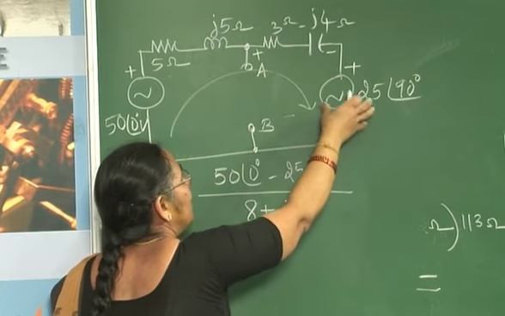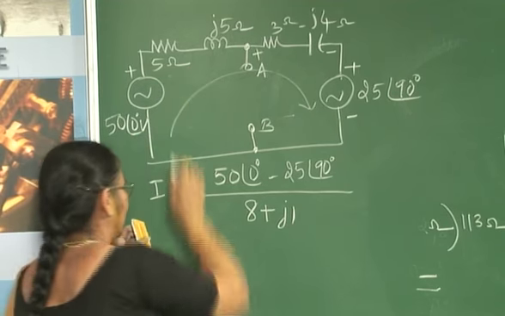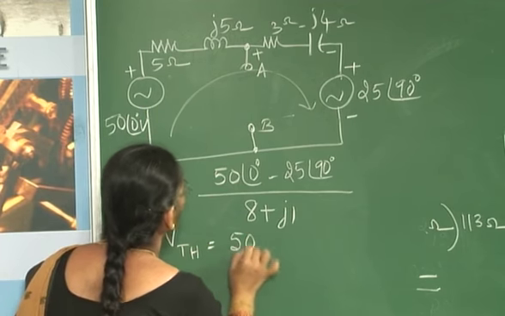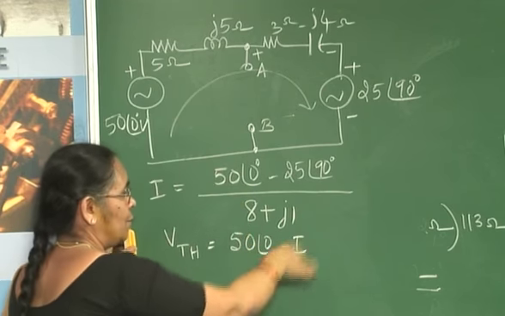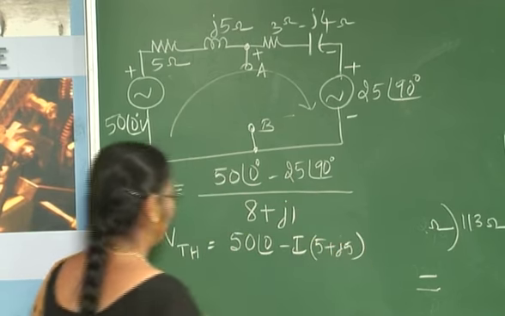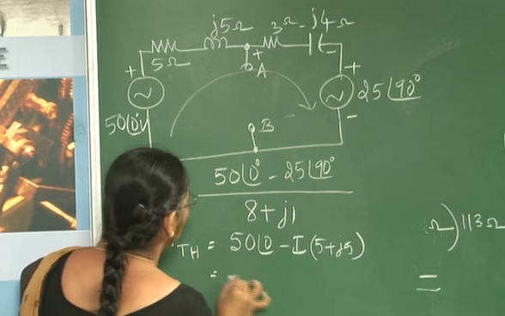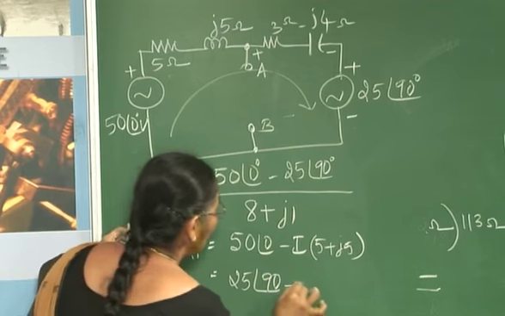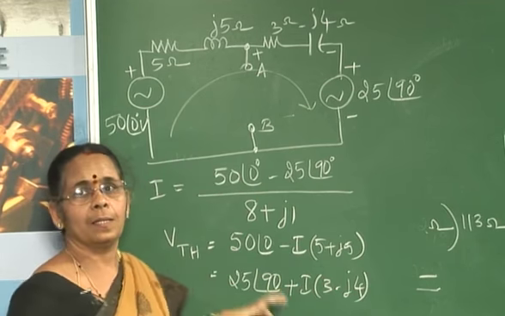So 25 at an angle 90 plus the drop across this, or 50 at an angle 0 minus the drop across this. So my V Thevenin in this case will be equal to 50 at an angle 0 minus I, whatever value we have just calculated, times 5 plus J5, or this is also equal to 25 at an angle 90 plus I times 3 minus J4. Both ways you should get the same voltage.